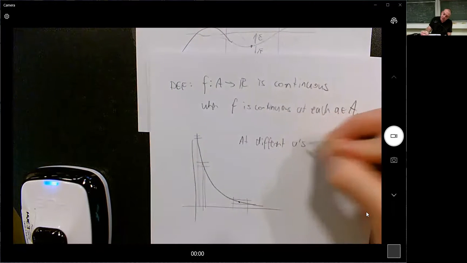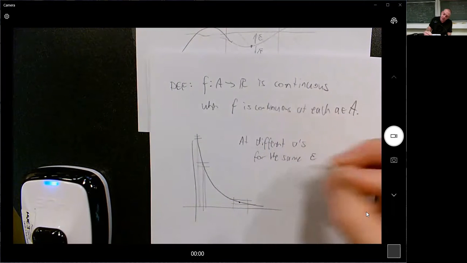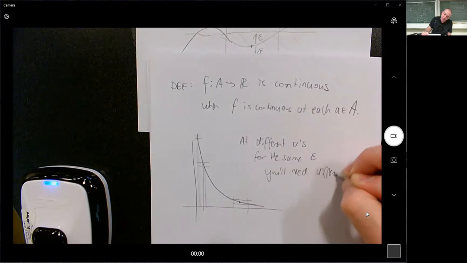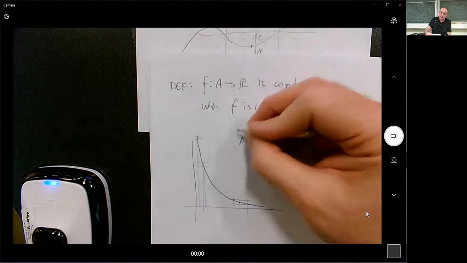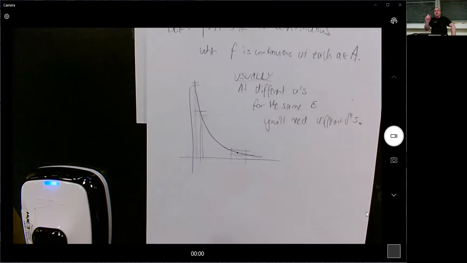that at different a's for the same epsilon, you'll need different deltas, usually. The phrase uniformly continuous means that at different a's for the same epsilon, you don't need different deltas. You can do it all with the same delta at every a. Pick a specific epsilon, and it doesn't matter which a you're at, there will be a delta that will work for all of the a's.